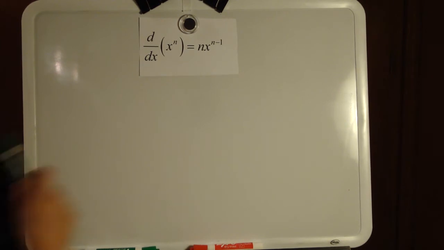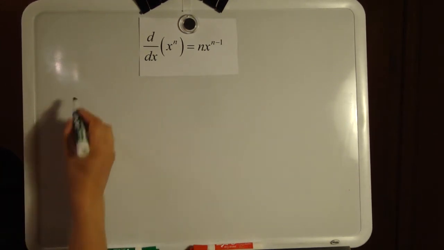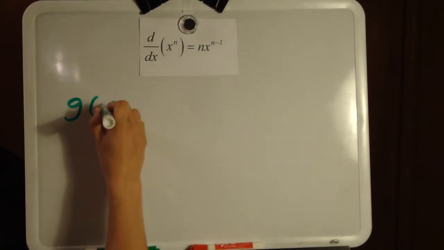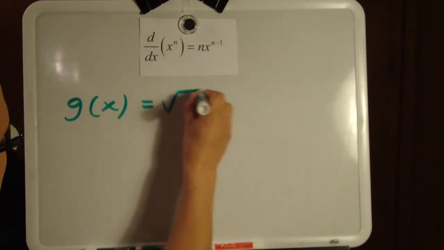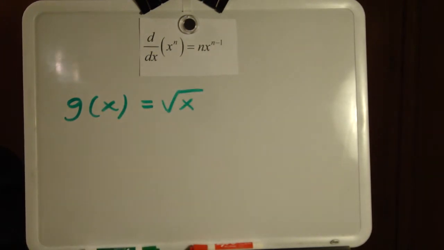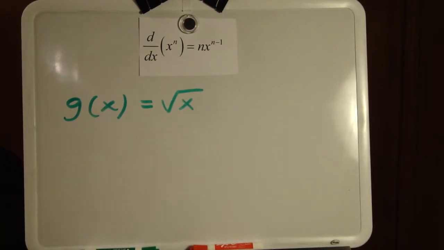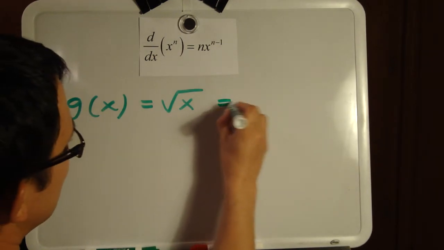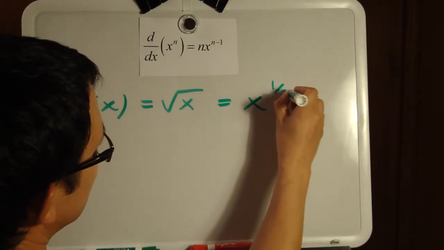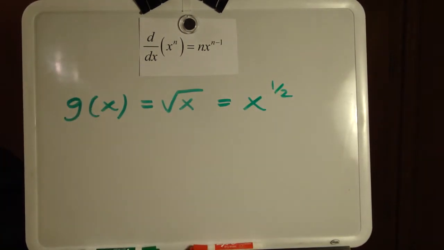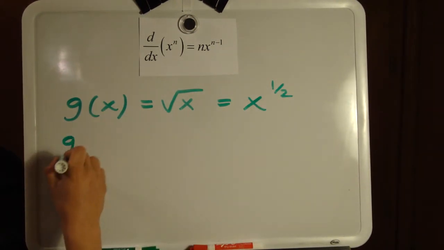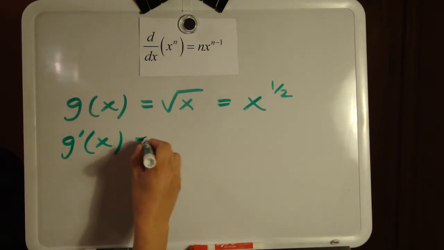So I want to look at just an example of this, just so you can get a sense of how versatile this rule can really be. You can think about something like the square root function, g of x equals square root of x. We might not interpret this as a power function, but we can rewrite it this way: x to the power of 1/2. And as soon as we see that, n is equal to 1/2. So then we can find the derivative of g.